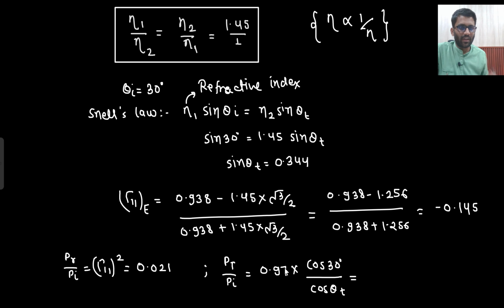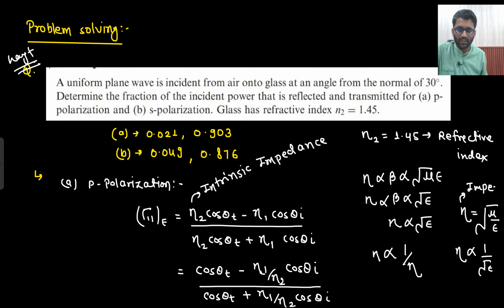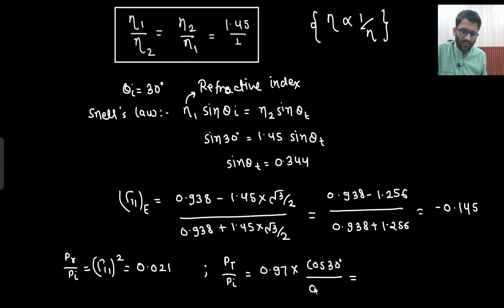0.97, how is it coming? 1 minus this, 1 minus 0.021. That would be 0.97 only, right? Then into cos θi divided by cos θt. So cos θt I don't know, I am writing it down from here only. Okay, cos θt is this 0.938, right? So divided by 0.938 into cos 30, root 3 by 2. So 0.90. So these are the two answers, right?